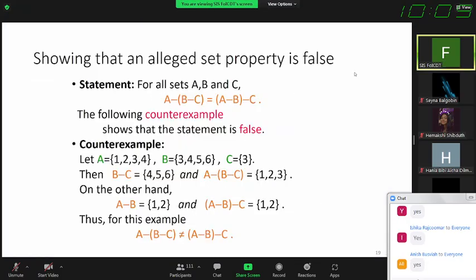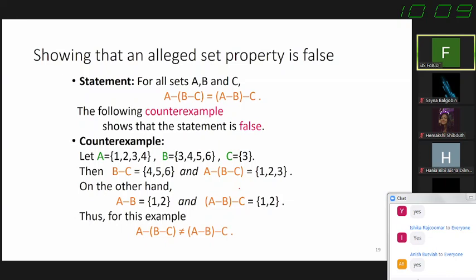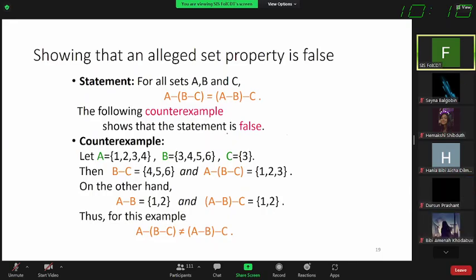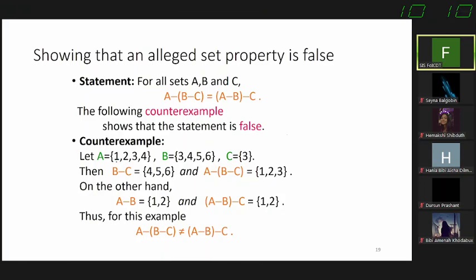Okay, so showing that an alleged set property is false. Statement: for all sets A, B, and C, A minus (B minus C) is equal to (A minus B) minus C. How does the following counterexample show that the statement is false? So how are you going to prove that? Again, you use an example. A is equal to 1, 2, 3, 4. B is equal to 3, 4, 5, 6. C is equal to 3. B minus C is equal to 4, 5, 6. A minus (B minus C) is 1, 2, 3.